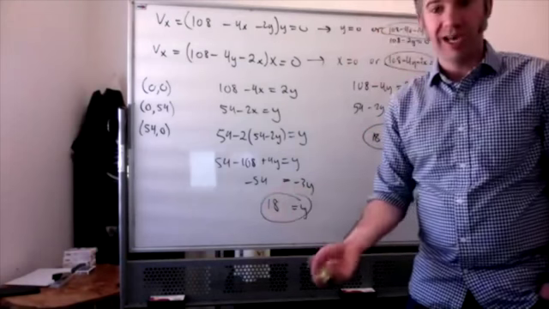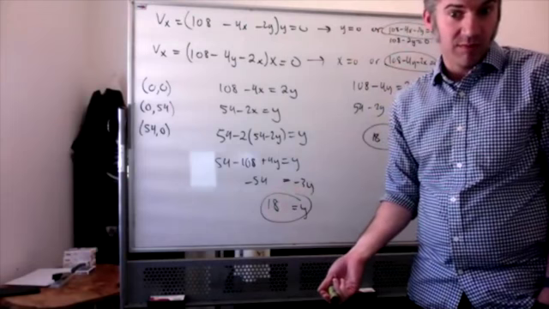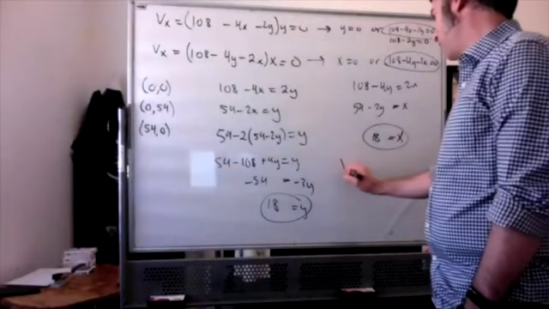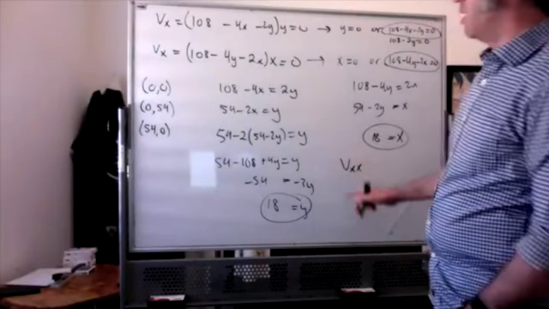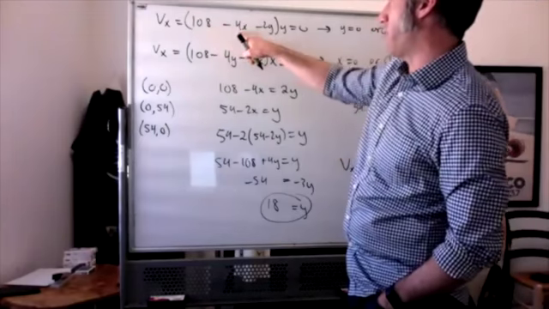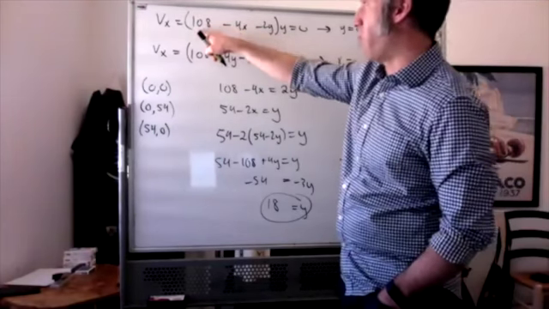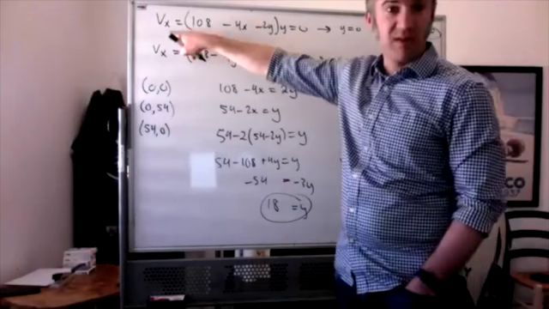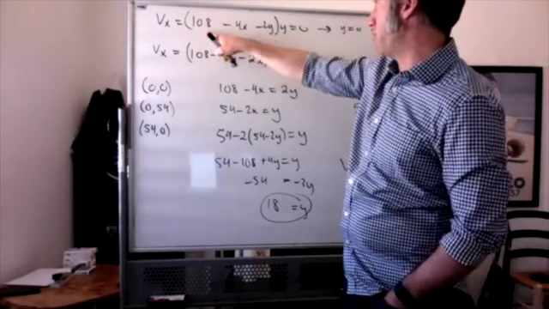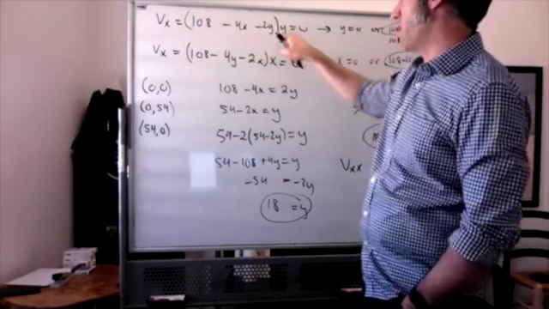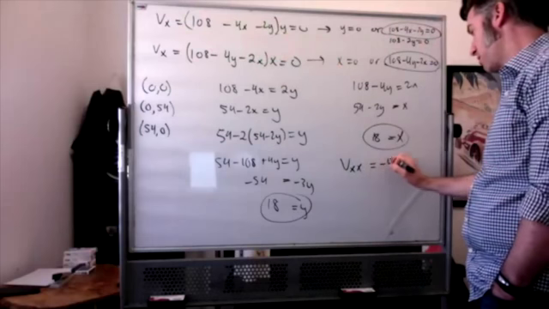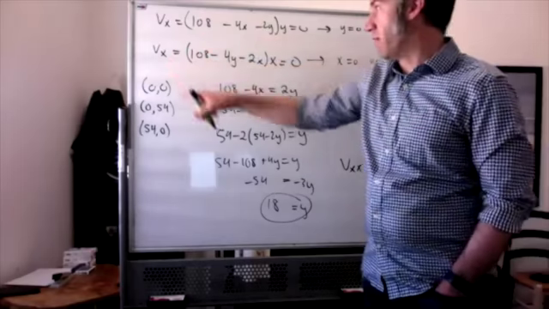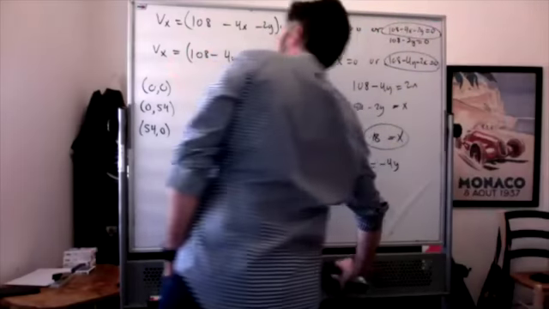Okay, we should check to see it's a maximum, right? If we find Vxx, let's see, Vx was 108y minus 4xy minus 2y squared. The partial of this with respect to x is going to be partial of 108y is 0, partial of negative 4xy is negative 4y. And the partial of negative 2y squared is 0.